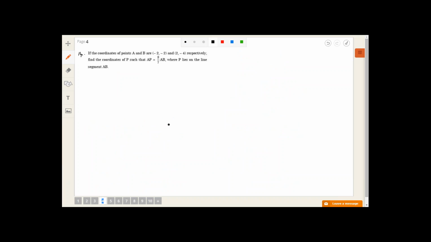Next problem. If the coordinates of points A and B are -2, 2 and 2, -4 respectively, find the coordinates of P such that AP is equal to 3 by 7th of AB, where P lies on the line segment AB. Let it be a line segment AB where A is given as -2, 2 and B is given as 2, -4.